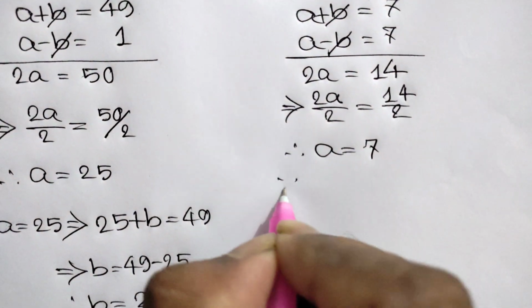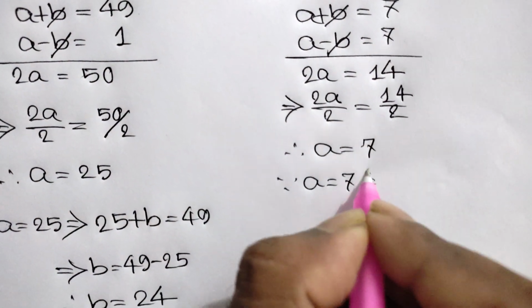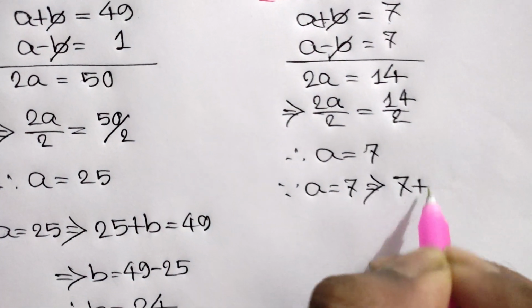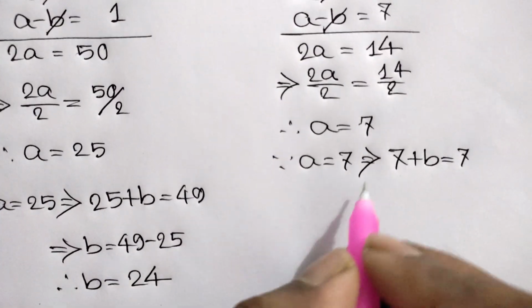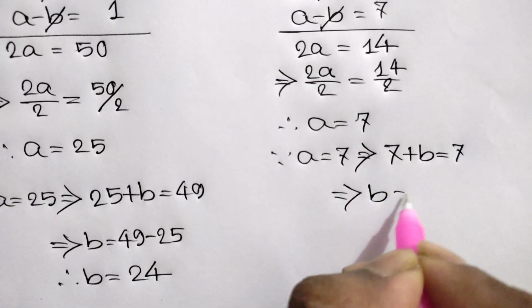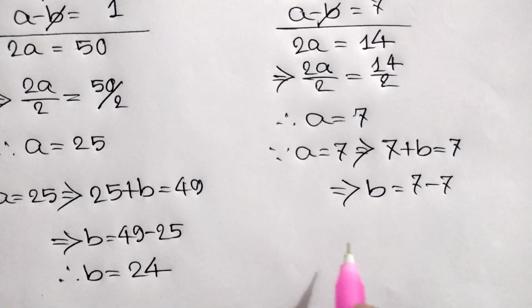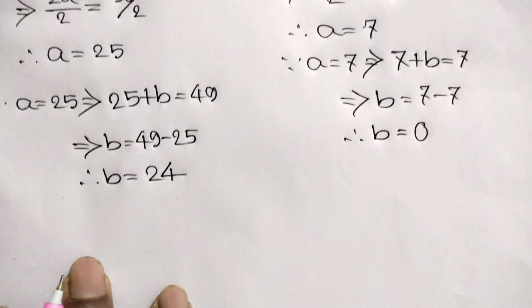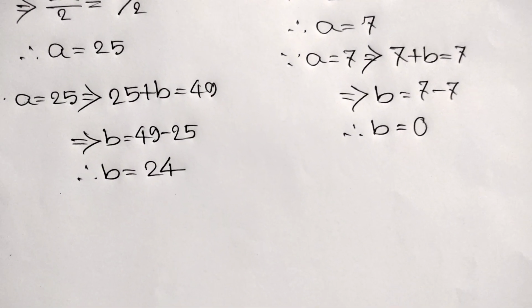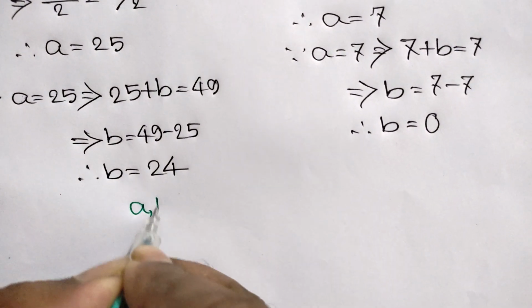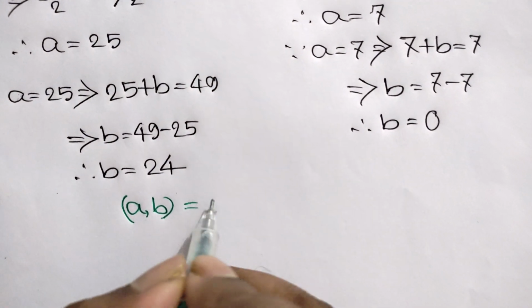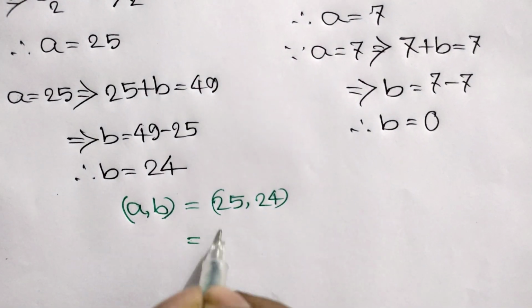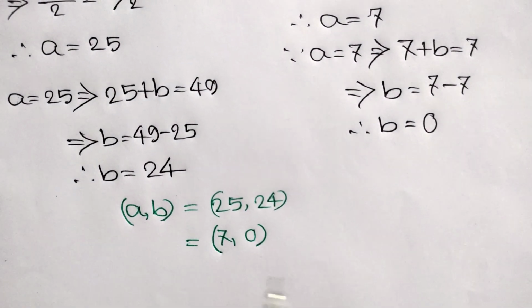Now when a = 7, we can write 7 + b = 7, or b = 7 − 7, so b = 0. So our final answer is (a, b) = (25, 24) and (7, 0).